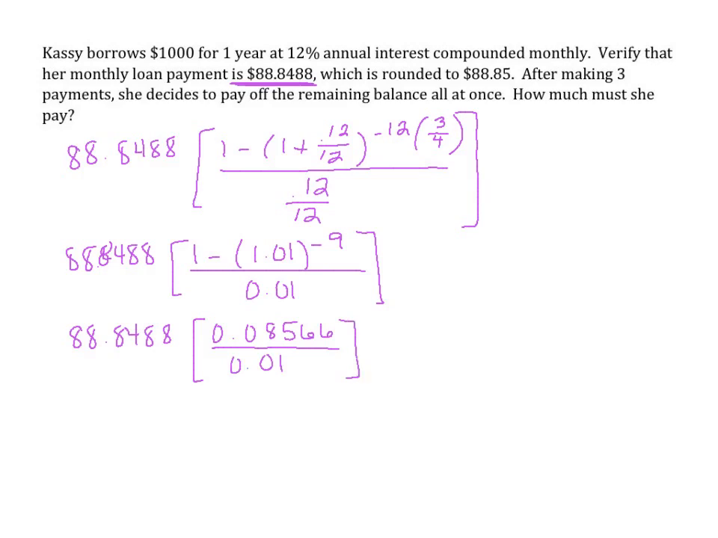So what I'd like you to do using your calculator to verify is take our top decimal divided by our bottom decimal and then multiply that by 88.8488. And you'll see that her remaining balance to pay is $761.08 for her remaining balance.